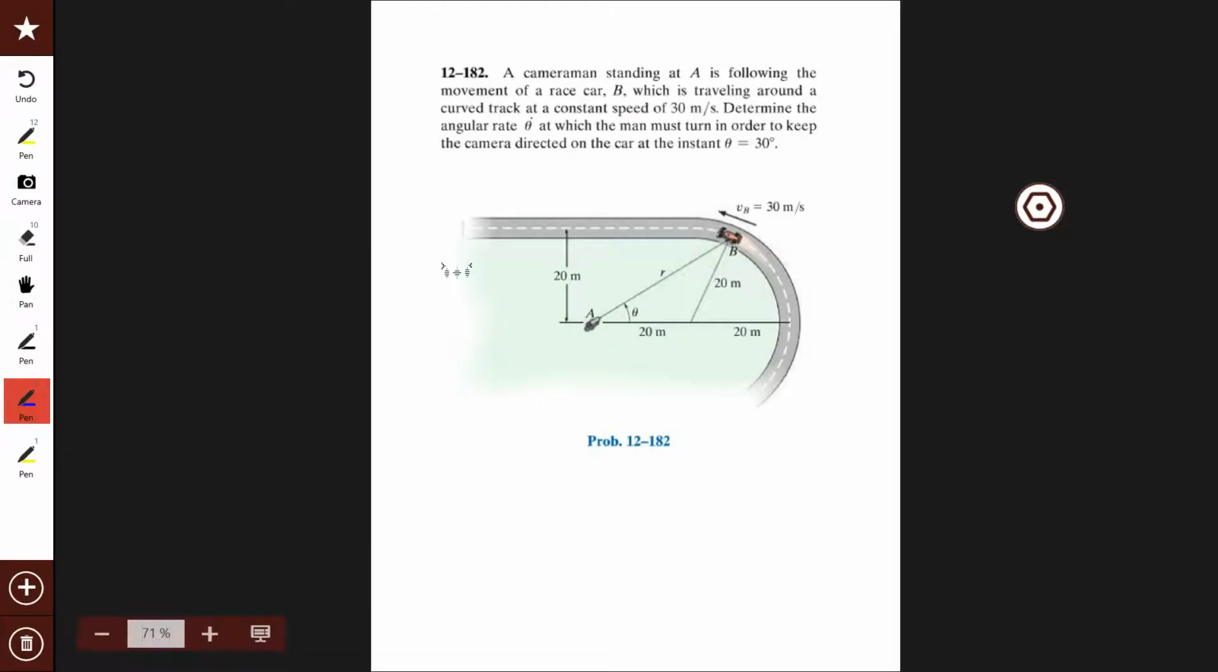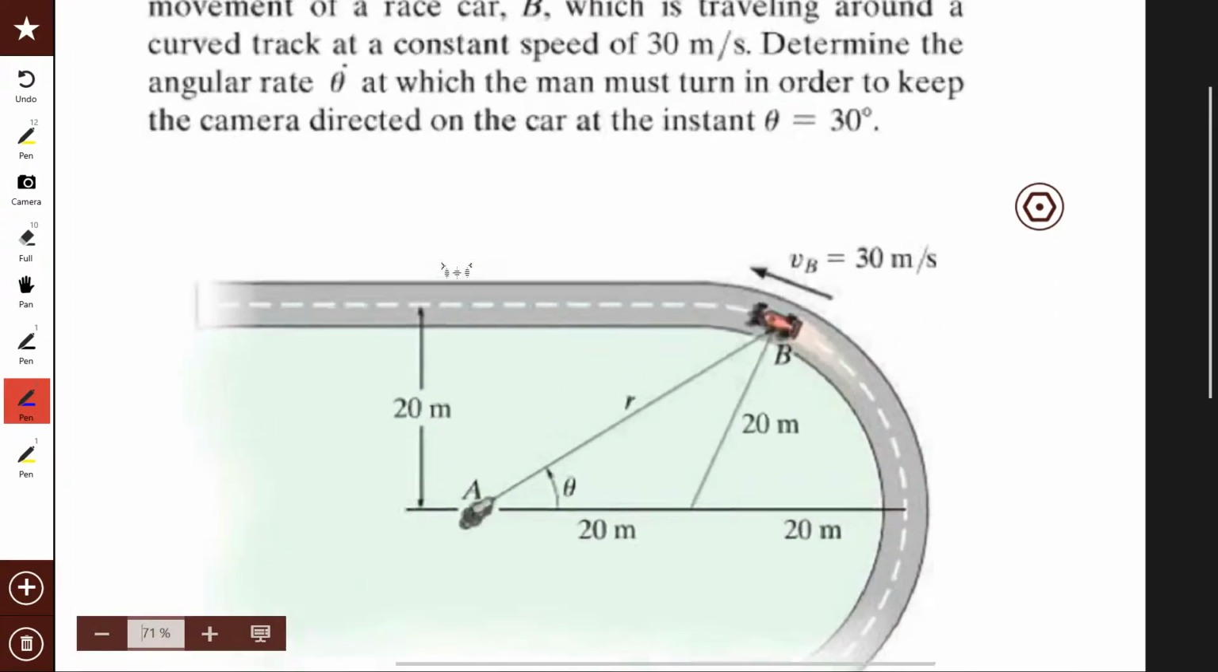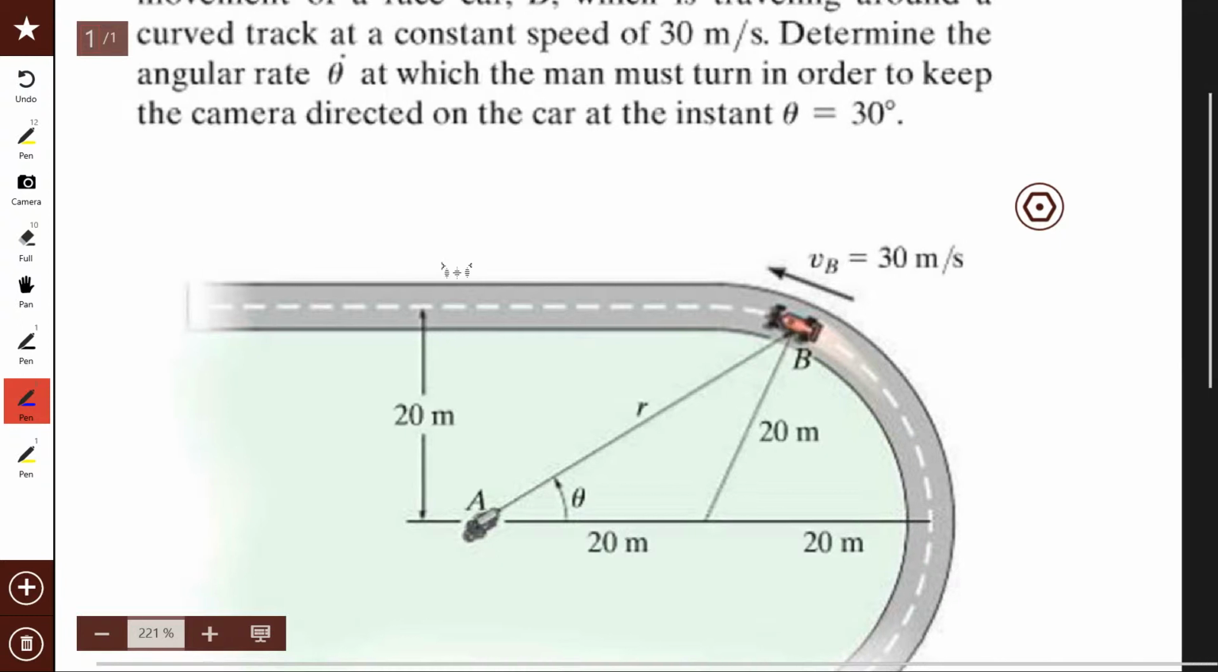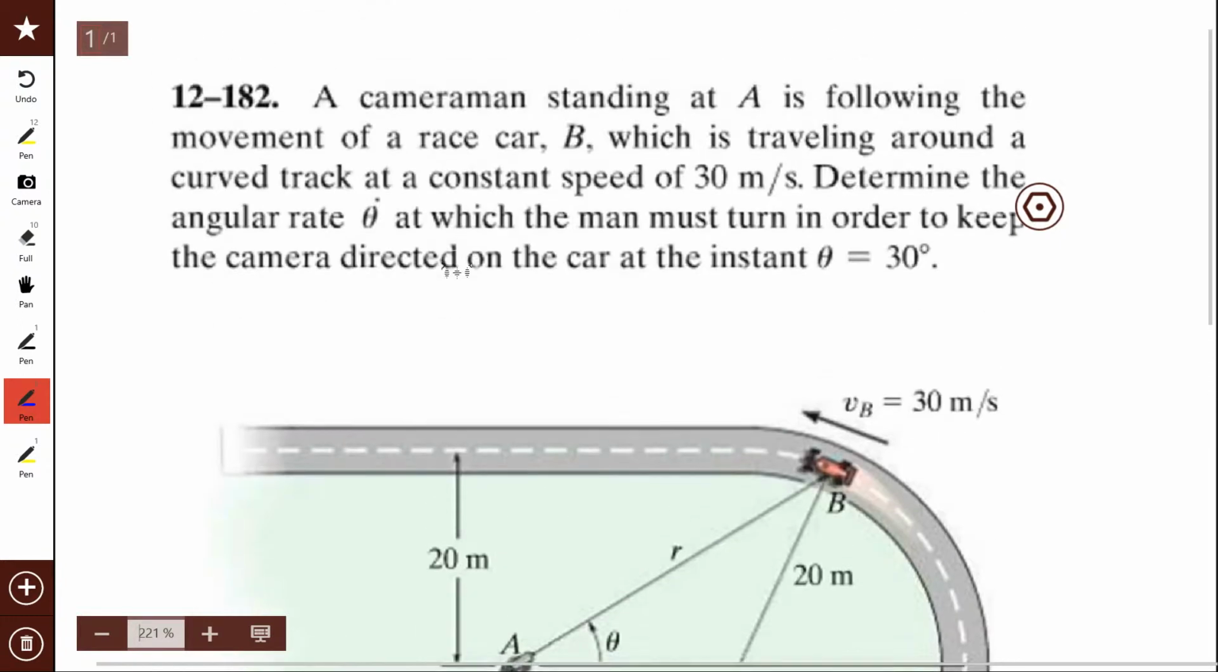Okay, this is problem 182, and if you look at it, it is an r theta problem, but it also looks like it might be a tangent-normal problem because it's also given speed. And it turns out that what I'm going to do is write down what they tell me.